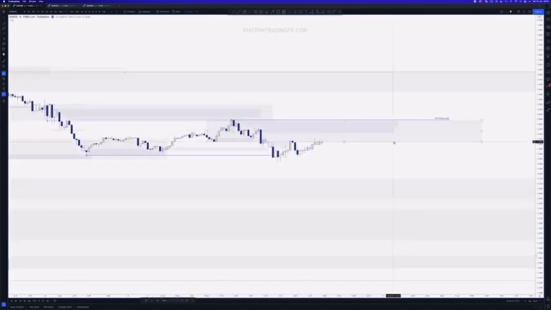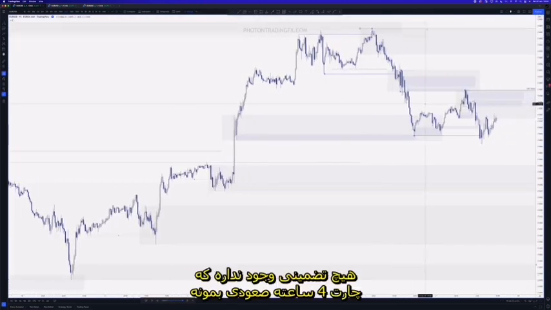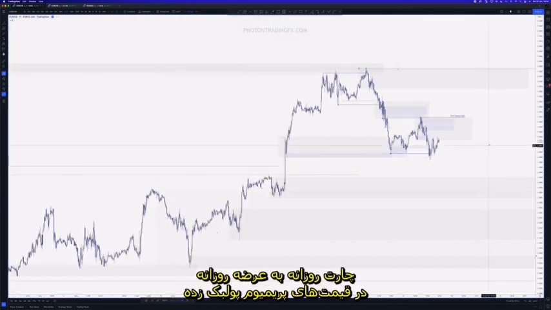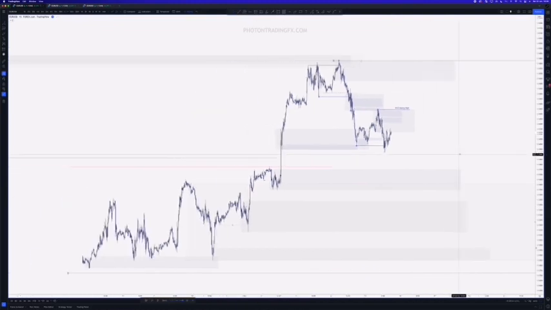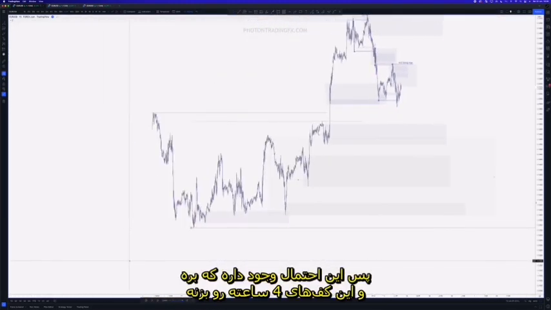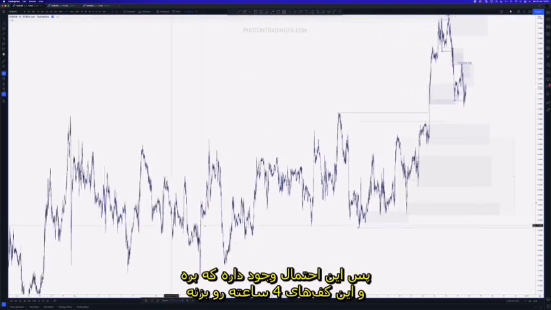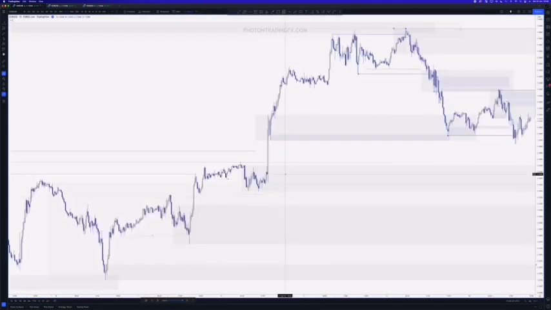Or again, there's no guarantee that the 4-hour chart will stay bullish. The daily chart has pulled back into premium, into daily supply. So there's always that possibility. We could be taking out all of these daily lows, 4-hour lows, I should say.